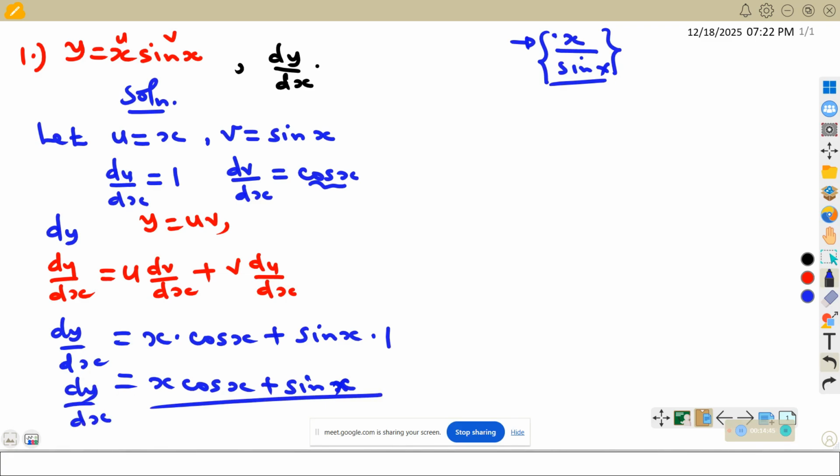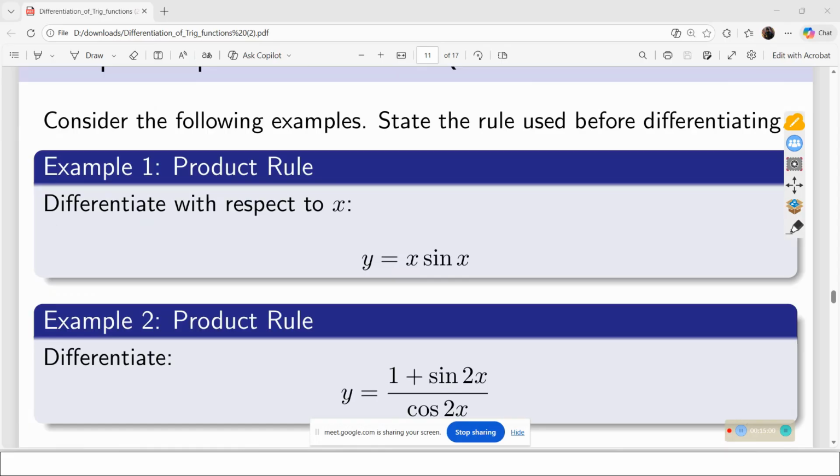So you can easily see that when you know what you get when you differentiate trig functions, it will be easy to deal with different questions. So basically, that is what we do. That is what was required for this question: differentiate with respect to x, y equals x sine of x. You should be able to do that.